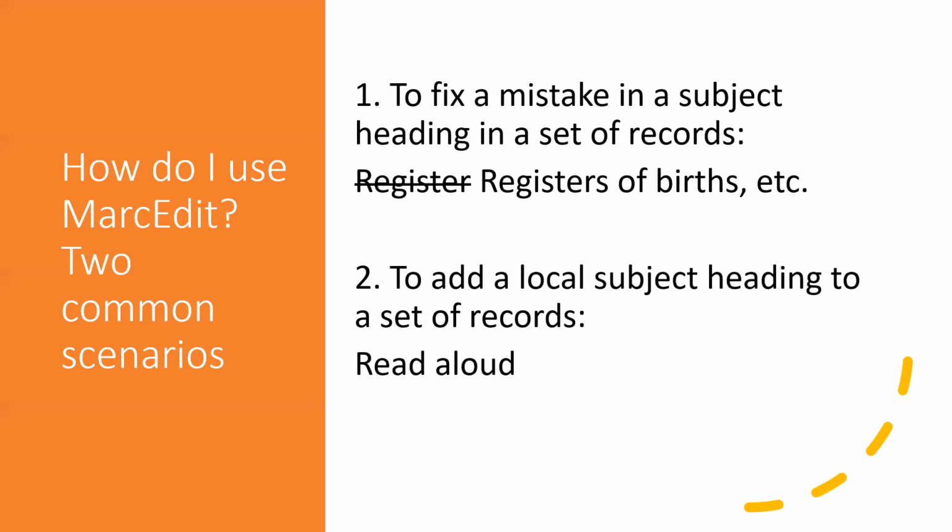Scenario 2 is adding a local subject heading to a set of records. The Services to Schools team identified 173 books that are great for reading aloud and asked for a local subject heading to be added to the records for those books. So that's what I'm going to demonstrate.